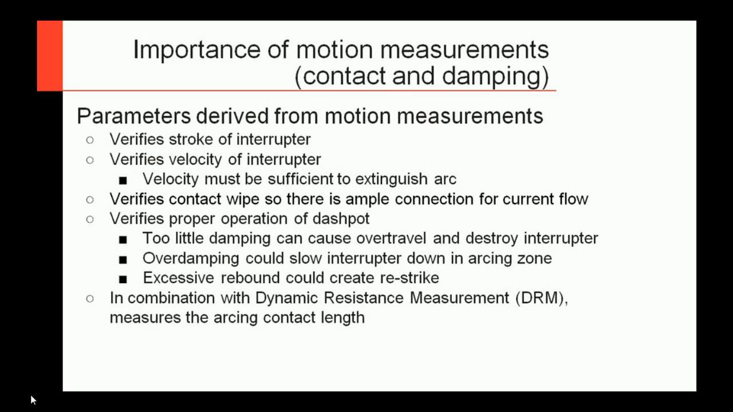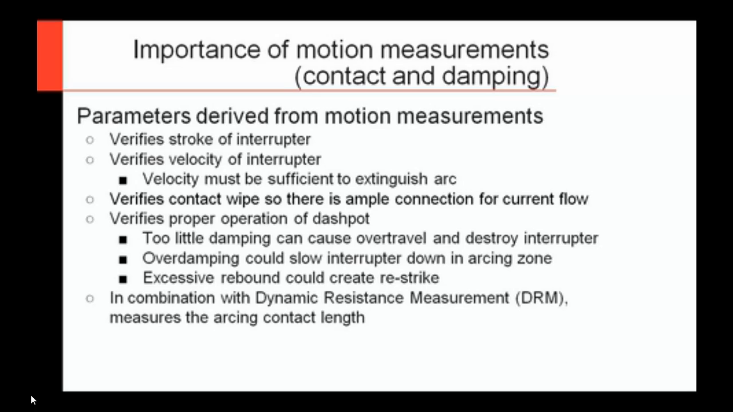And then, as I said, even on certain ones where you hook up to the dashpot directly, even if you don't have that, you can get information about the dashpot from your regular travel on your contacts. If it's not dampening enough, you can have over travel, and that breaker will eventually destroy itself. If it's over dampening, it could slow the interrupter down. It could, once again, not have enough energy to interrupt that. And if it overdamps, there's excessive rebound, and you could actually have a restrike where the breaker interrupts the current and then current starts flowing again and the breaker doesn't do its job.